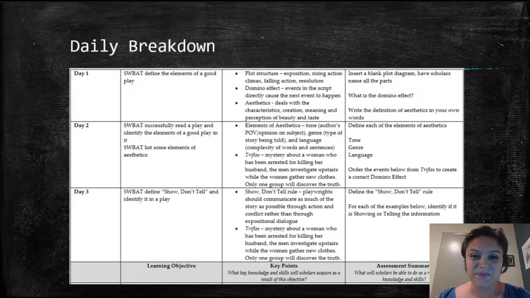All right, so we're going to quickly run through the important things about each of the days in this unit, and then go over the summative assessment, and then a couple quick notes and we'll be done. So the first day is just talking about what a play is, what makes a good play.